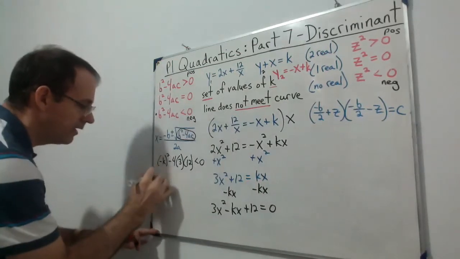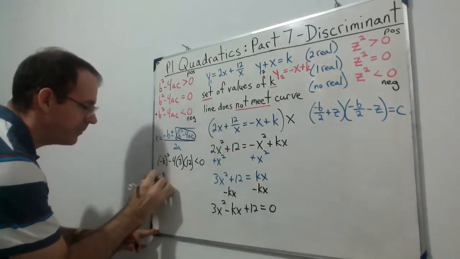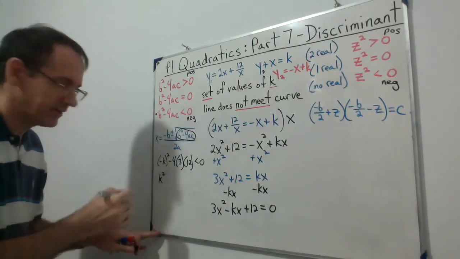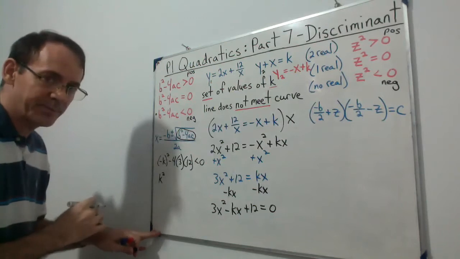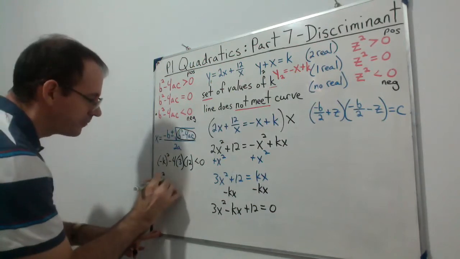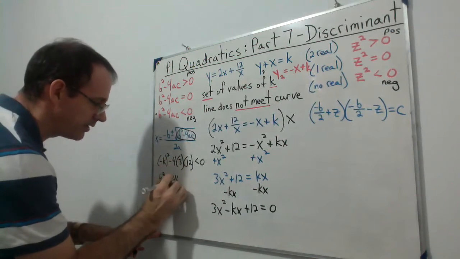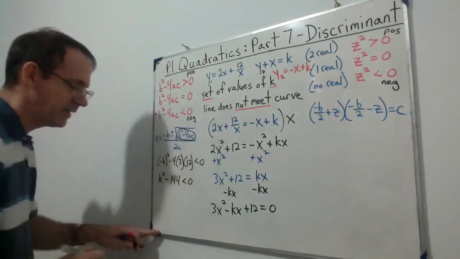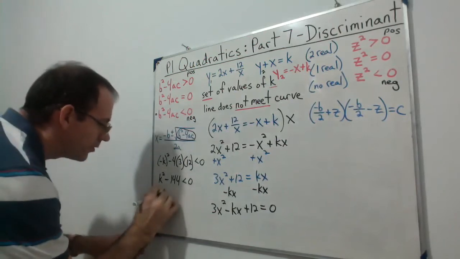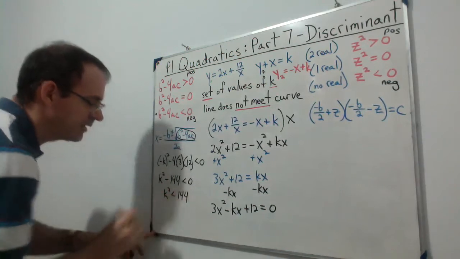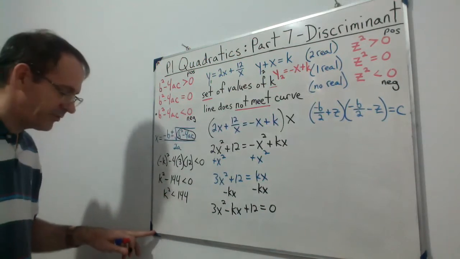So we end up with k squared. Now remember, exponents distribute to signs and letters. So a negative squared becomes positive. K squared minus 3 times 4 is 12. 12 times 12 is 144. And this needs to be less than 0. So k squared is less than 144. We add the 144 to the other side.